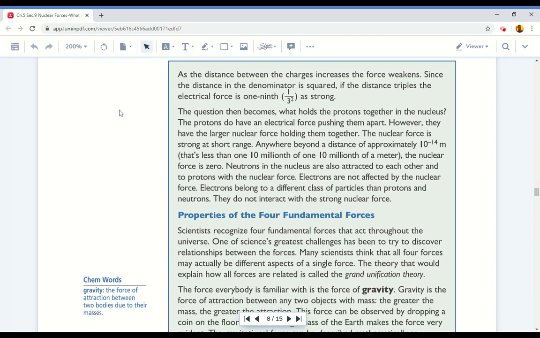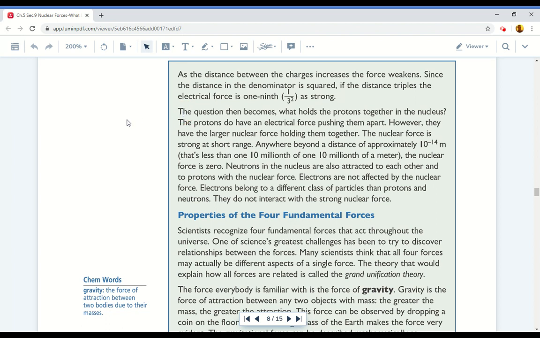As the distance between the charges increases, the force weakens. Since the distance in the denominator is squared, if the distance triples, the electrical force is 1/9. 1 divided by 3 squared, which equals 1/9 as strong.